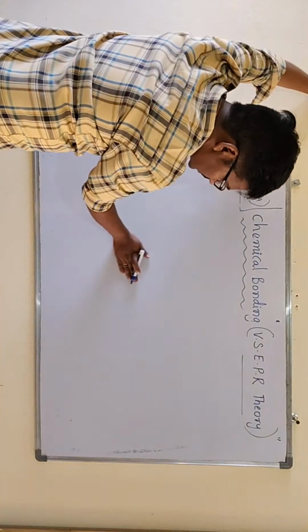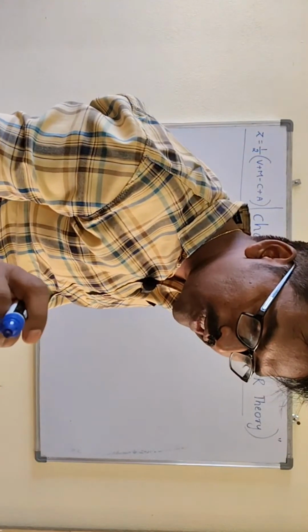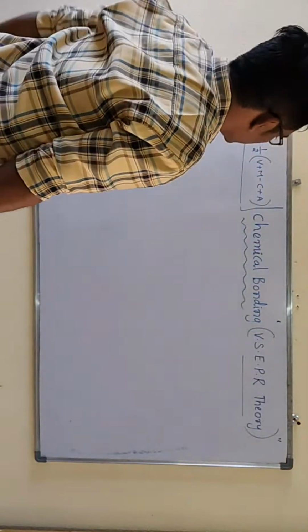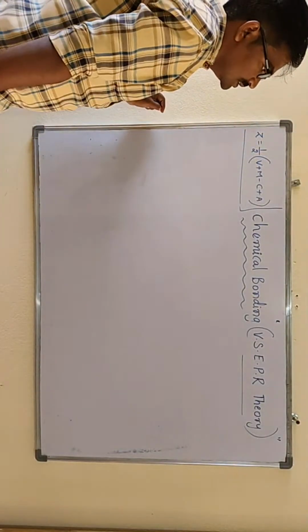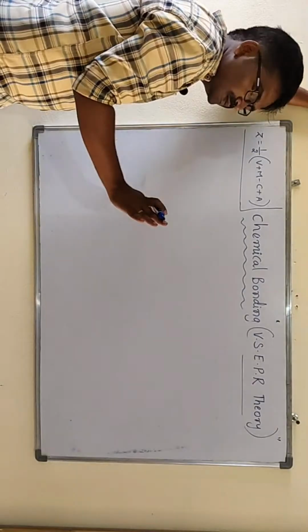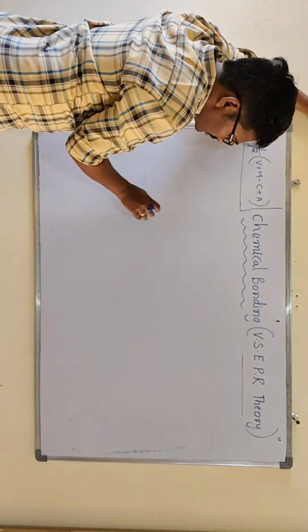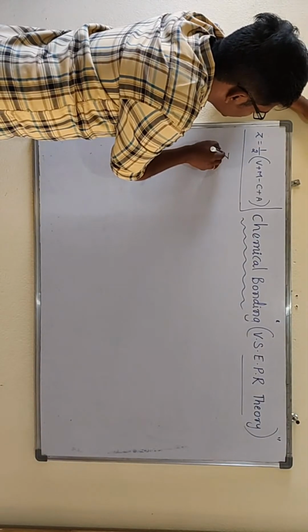So here, previously we discussed only bond pairs when they are present. Now we have to discuss both lone pairs and bond pairs when they are present. So observe it carefully.